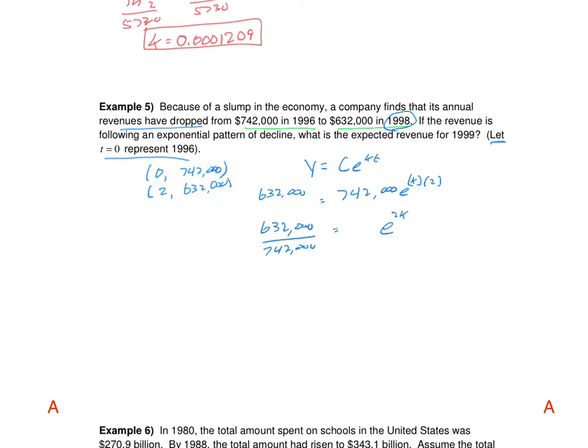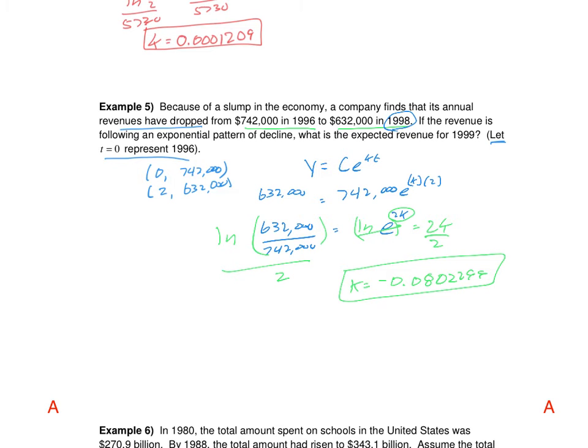Because then the next step you're going to do is you need to take the natural log of both sides. And when you do that, this exponent of 2k comes down because natural log of e is a 1. And then your next step is going to be divide by 2. So when you do that, you should get a k value that is negative because we're decaying, we're not growing. So that should not be a surprise. And again, I would save this in the calculator, just the way it is.